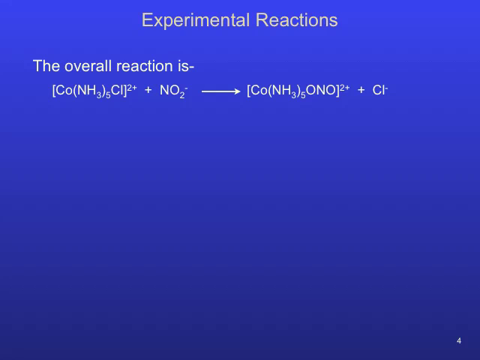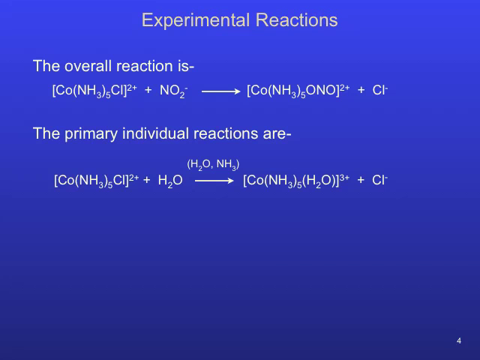The overall reaction is a simple replacement of the Cl ligand in the cobalt transition metal complex with the nitro ligand. Since both chloride and NO2 have a -1 charge, there is no change in the overall charge of the cobalt transition metal complex. It remains +2. The overall reaction can be broken down into several steps.